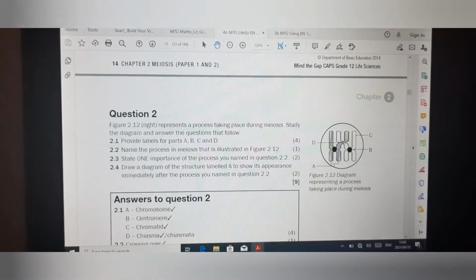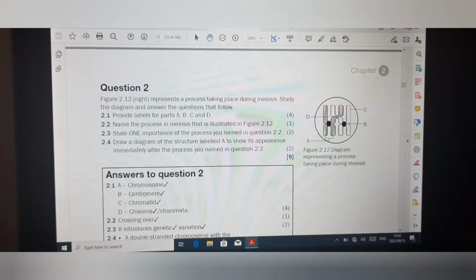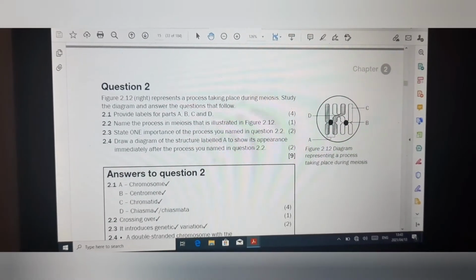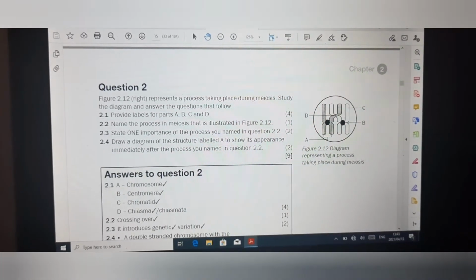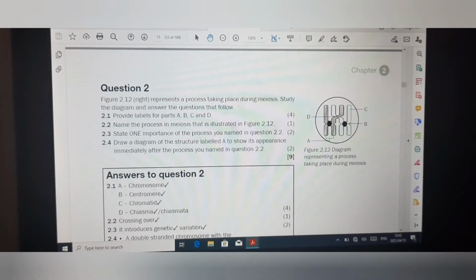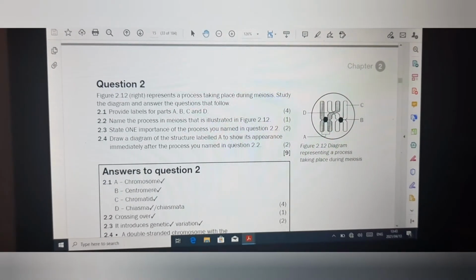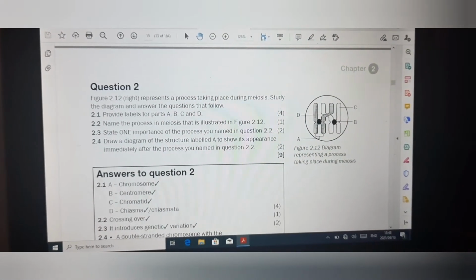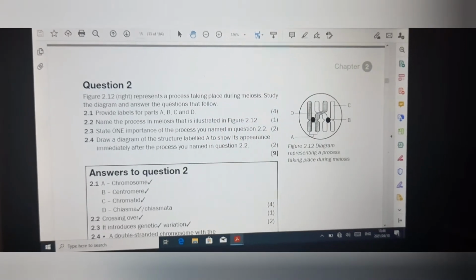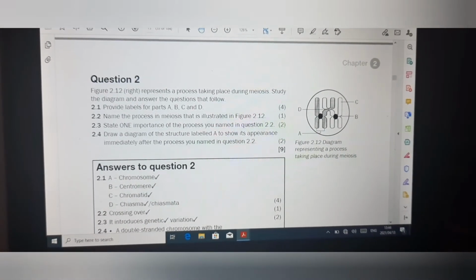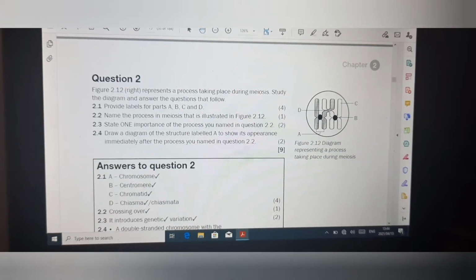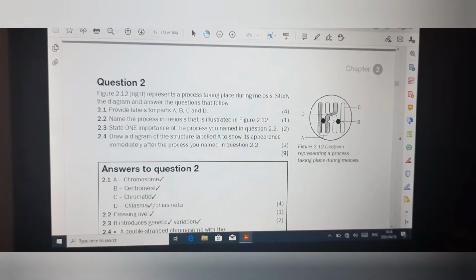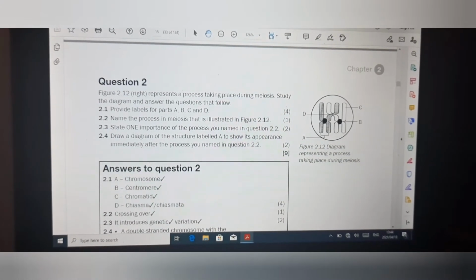Okay, now let's go to question number 2. Figure 2.1.2 represents a process taking place during meiosis. Study the diagram and answer the questions that follow. If you look at the diagram, it seems like those 2 chromosomes are crossing over. So let's answer the questions. Provide labels for parts A, B, C, and D. Your A is your chromosome. Your B is your centromere. Your C is your chromatid. Your D is your chiasma.